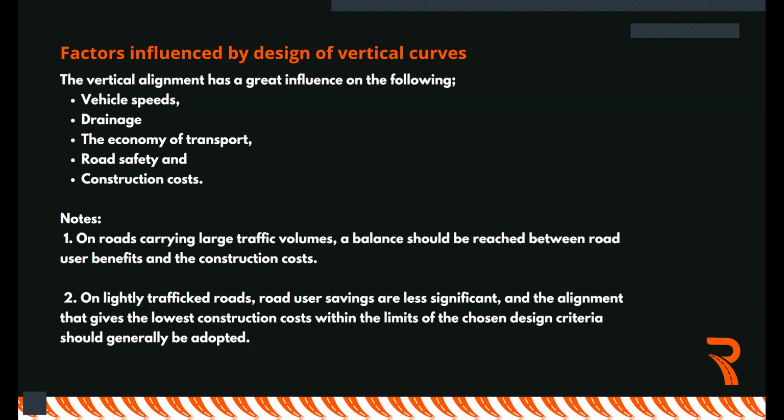The second thing is drainage. The other one is the economy of transport. So we normally say that it's a mix of a trade-off. And therefore, in such a case, you'll be able to trade off some aspects for the other. For example, you can say, I'm trading off construction cost for road safety. And then you prepare a report giving that justification.